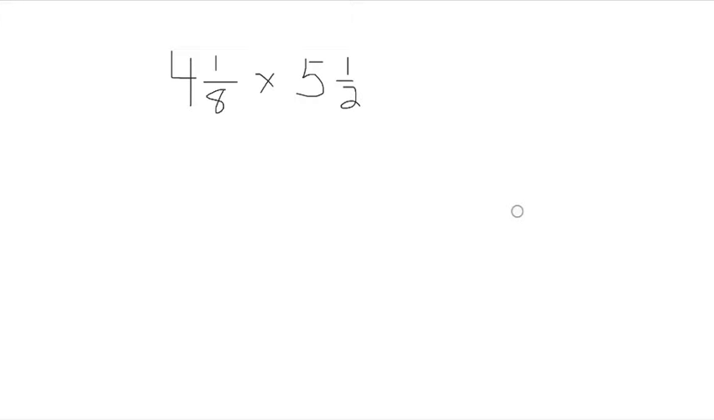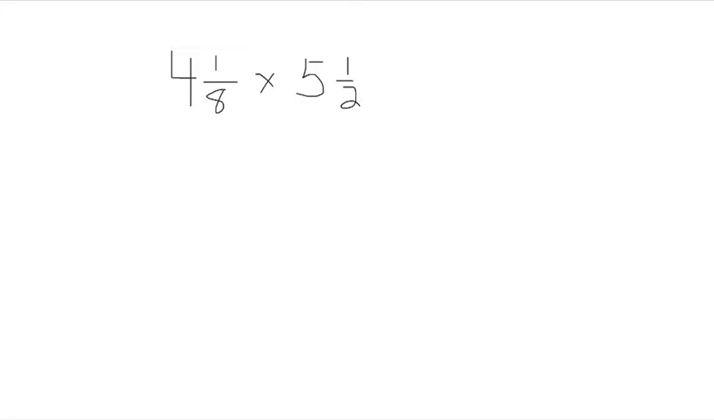So today we are going to be multiplying mixed numbers. First thing we're going to do is take our mixed number and convert it into an improper fraction. In order to do that, we take our denominator, multiply it by our whole number, and add our numerator.